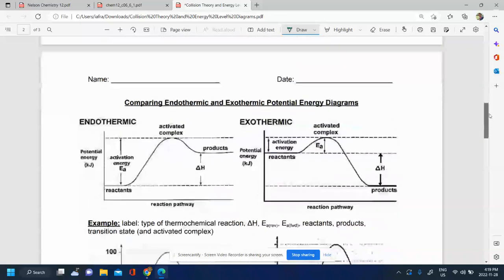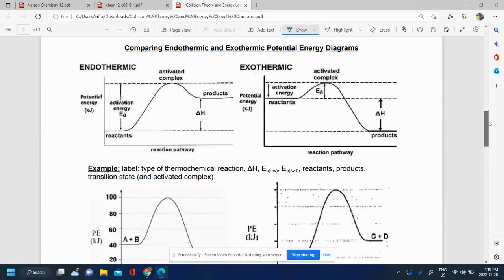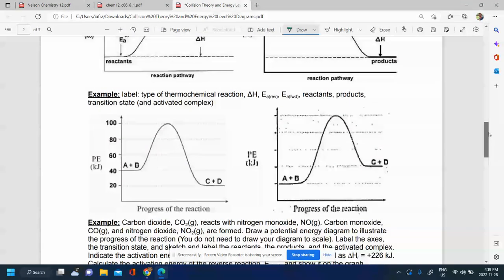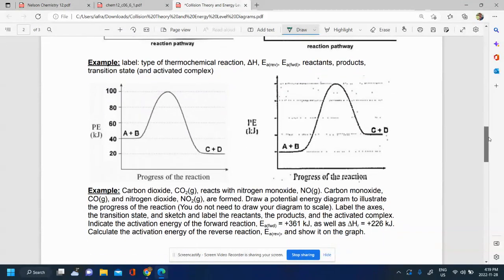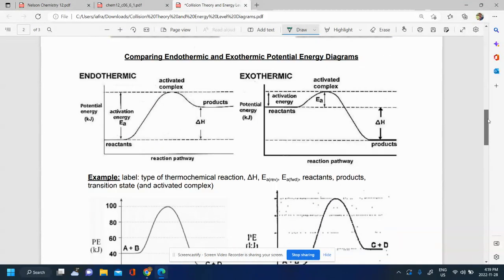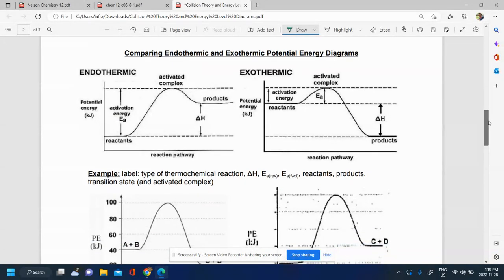In this video, we're going to continue with the potential energy diagrams and collision theory. We're going to try to do some examples where we label some potential energy diagrams and also go over the difference again between endothermic and exothermic energy level diagrams. So let's take a look at these two diagrams here.